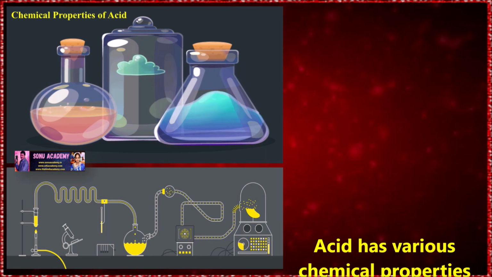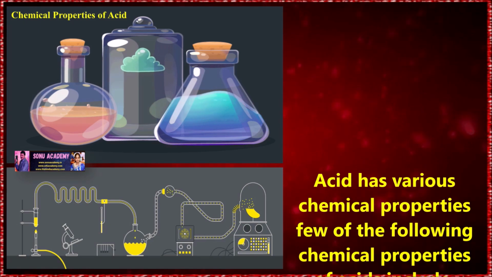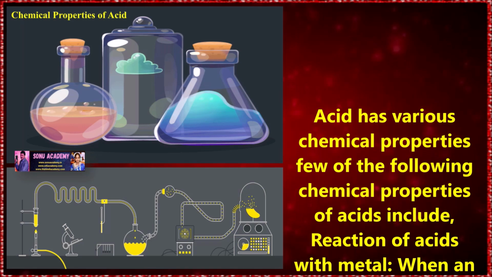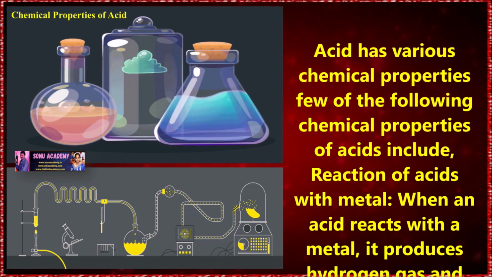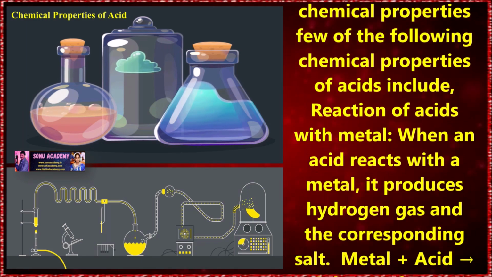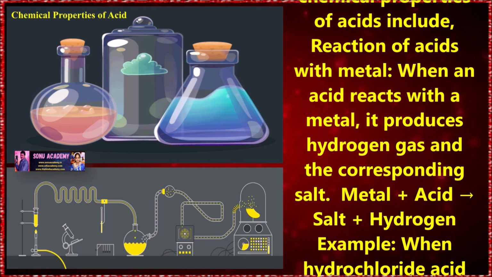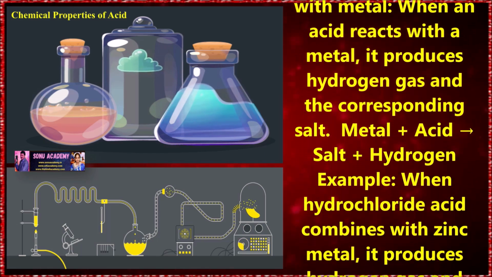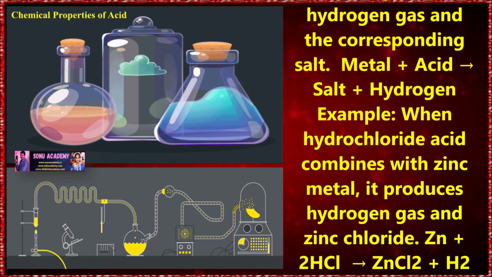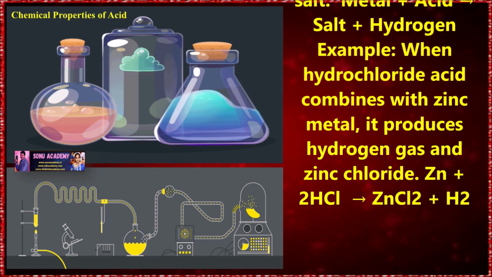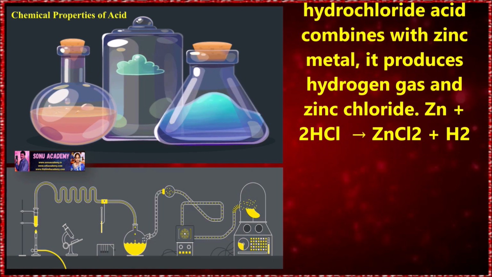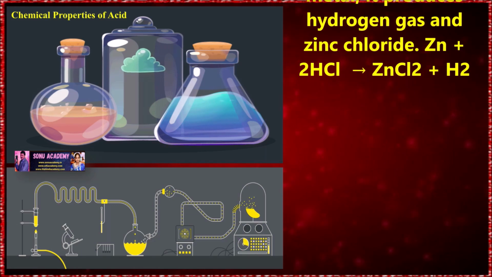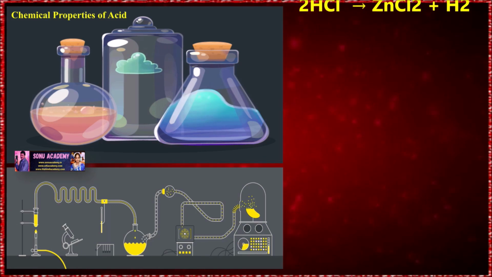Children, let us discuss the chemical properties of acids. Acids have various chemical properties. A few of the chemical properties of acids include the reaction of acids with metals. When an acid reacts with a metal, it produces hydrogen gas and the corresponding salt. Already we discussed that. When hydrochloric acid combines with zinc metal, it produces hydrogen gas and zinc chloride.